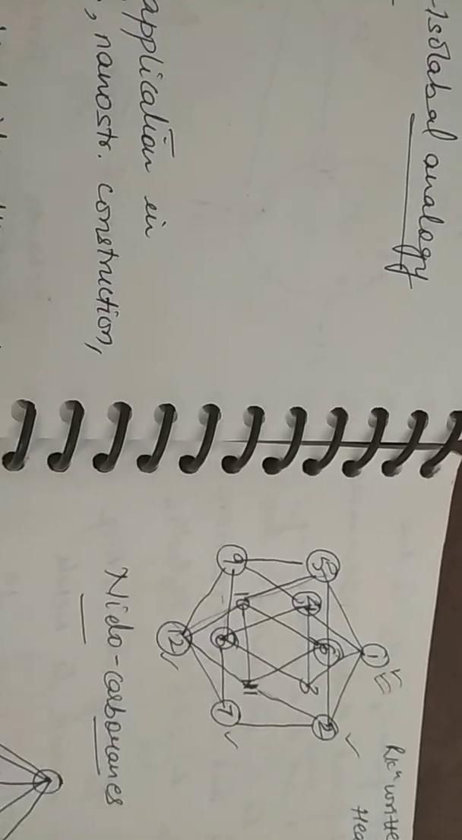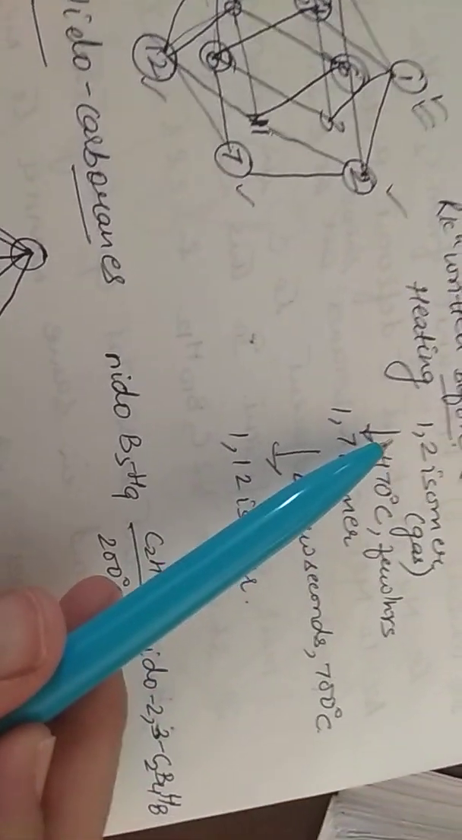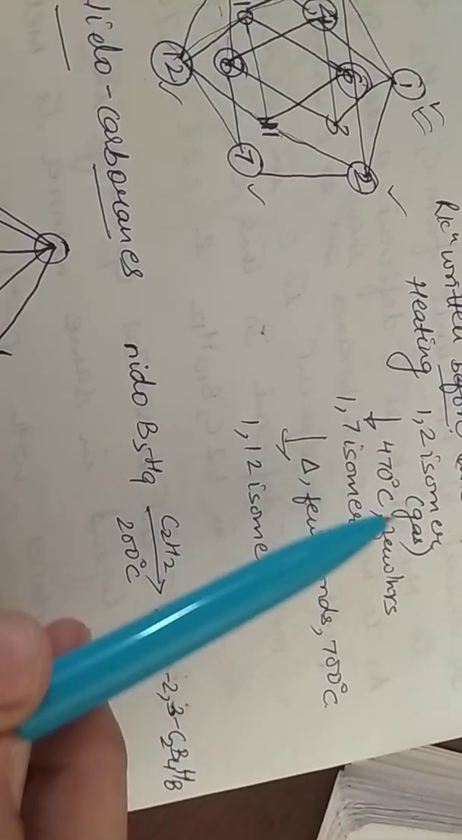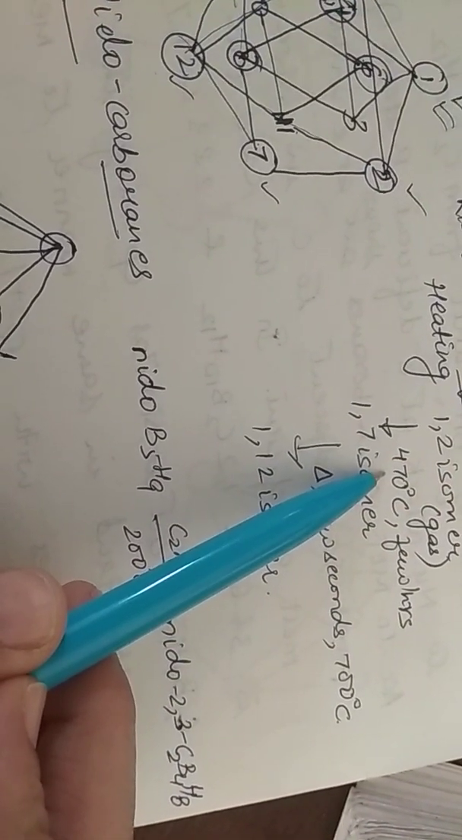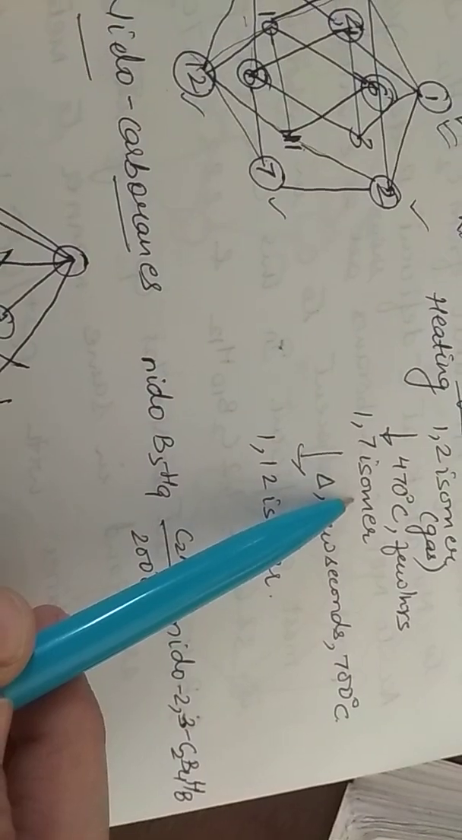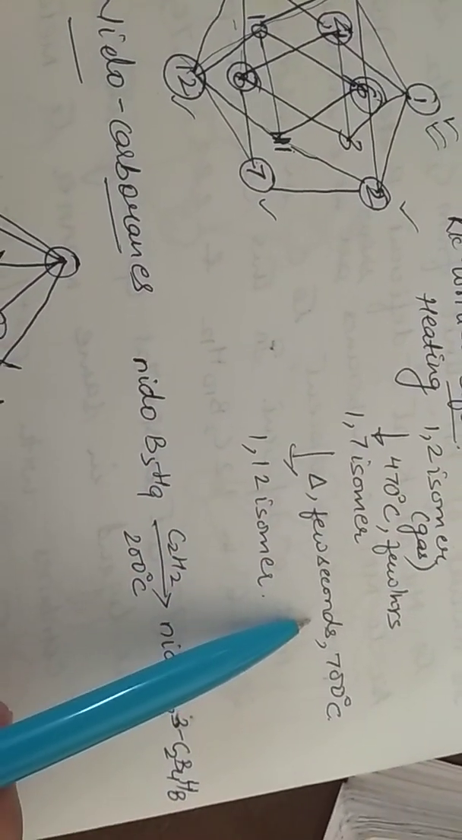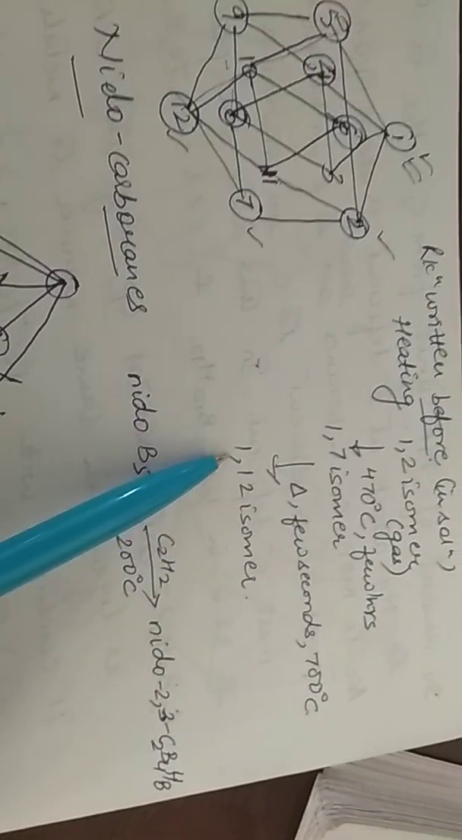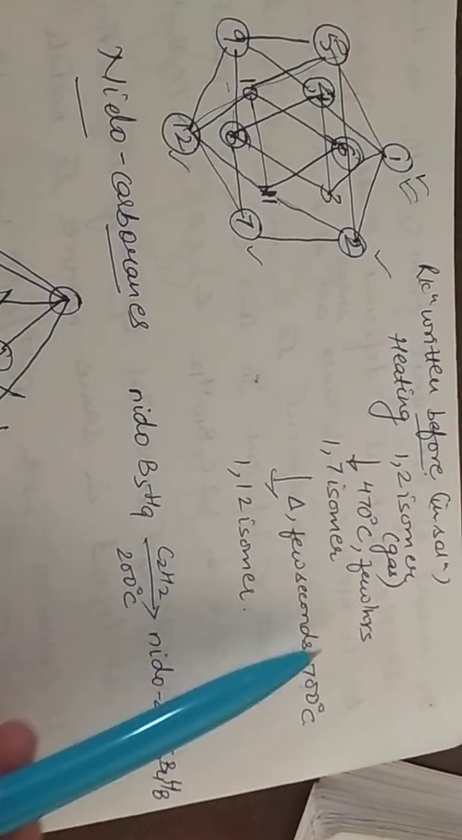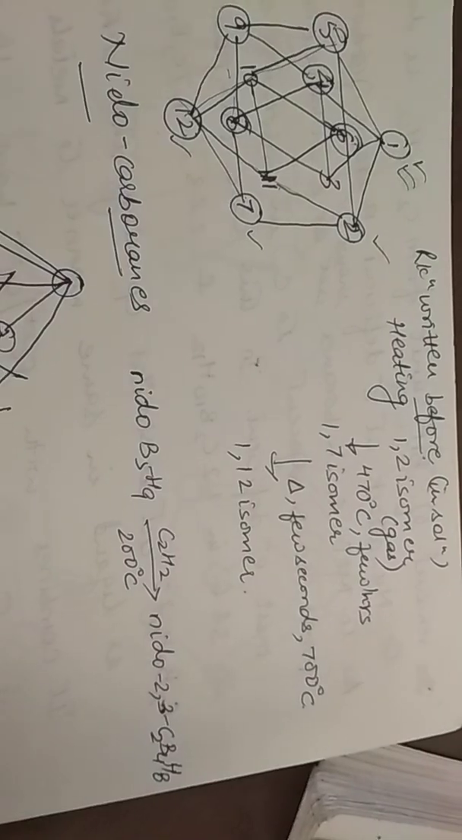Okay, and generally how it happens is heating your 1,2 isomer. First you can obtain this 1,2 isomer and then heating it in gaseous phase at 470 degrees Celsius for few hours you get 1,7 isomer, and then on heating it for few seconds at 700 degrees Celsius you get 1,12 isomer. So this can be explained there.